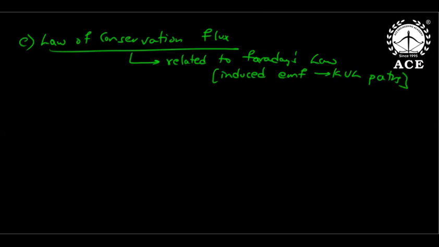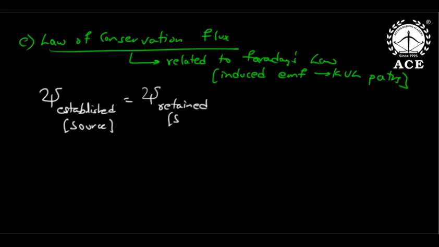Now, flux is also an electromagnetic property of matter. No one can create nor destroy flux, but it exists in electromagnetic material. So the total flux linkages established by the source are the flux linkages retained by the sinks. Of course, sinks are inductors.